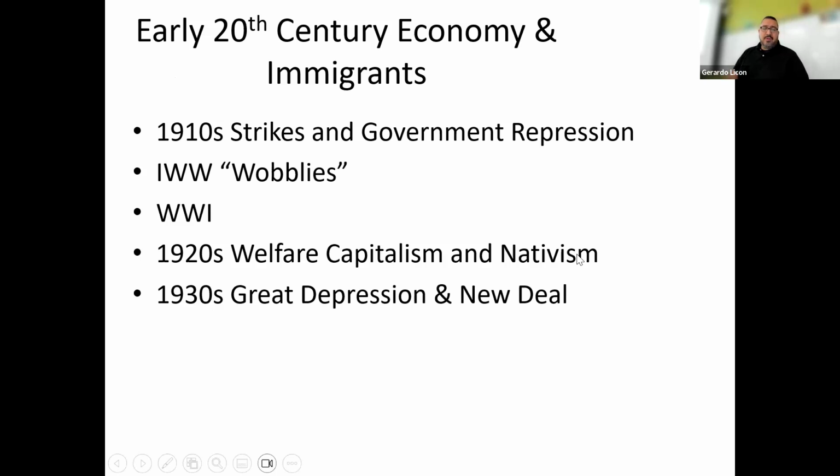From World War I and going into the 1920s is also the height of nativism. This means it is the height of organizations like the KKK. It is the height of laws that target people for their nationality and race. The height of Jim Crow law, height of segregation. And so there's a lot of nativism in the 1920s.